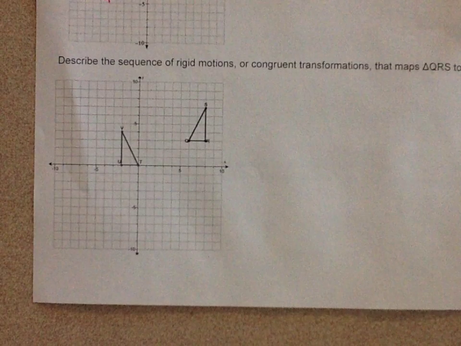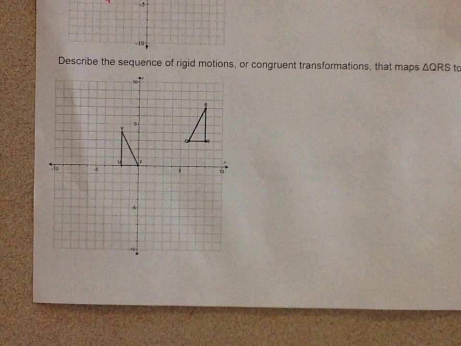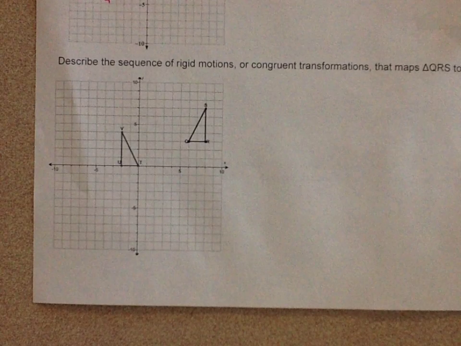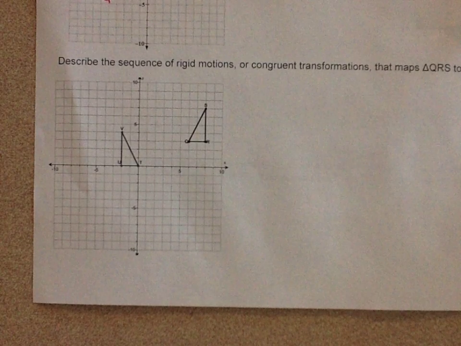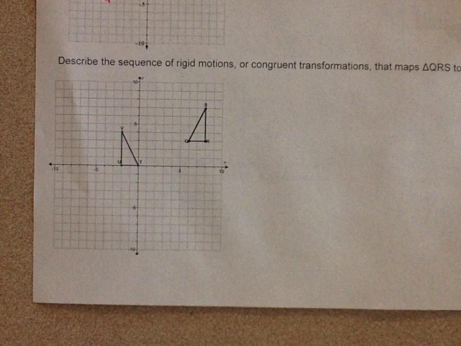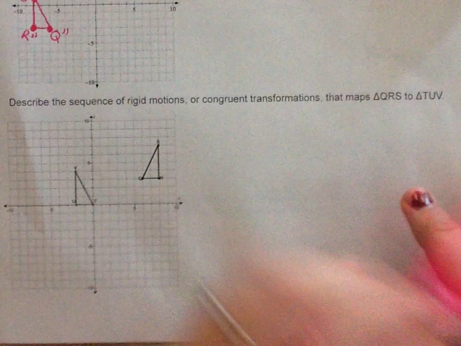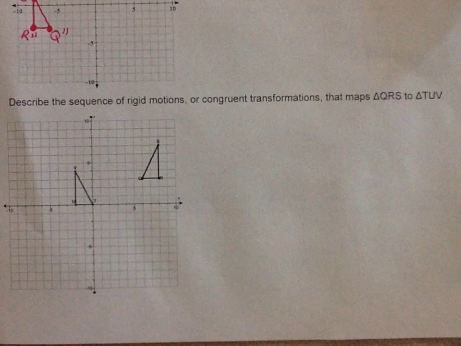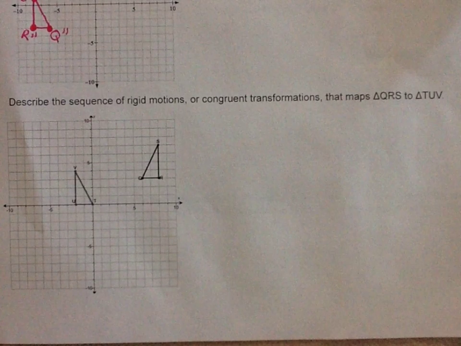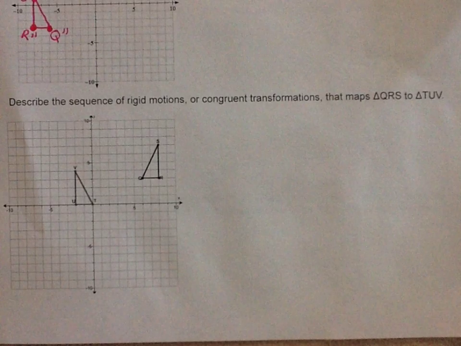Has already been started, okay, you have to identify what that series is. Okay? You have to focus. One thing that's going to change about these ones, guys, they won't always use primes. So it wants to map, if you read in here, it says describe the sequence of rigid motions or congruent transformations that maps triangle QRS to triangle TUV.